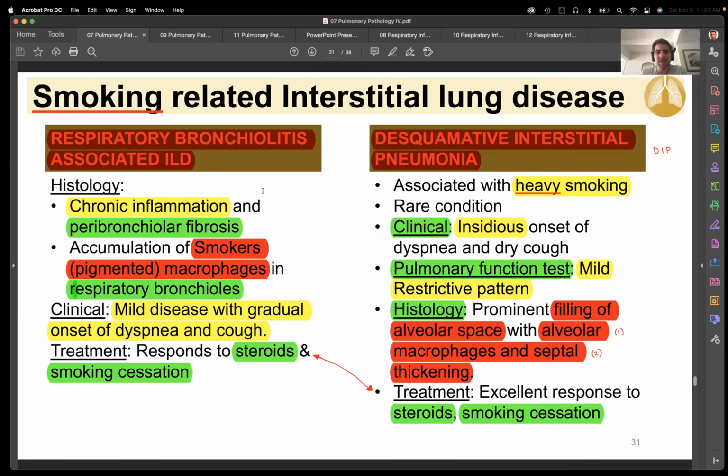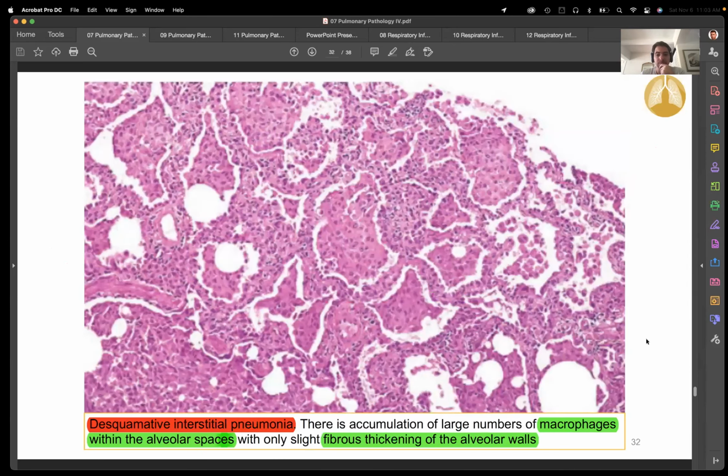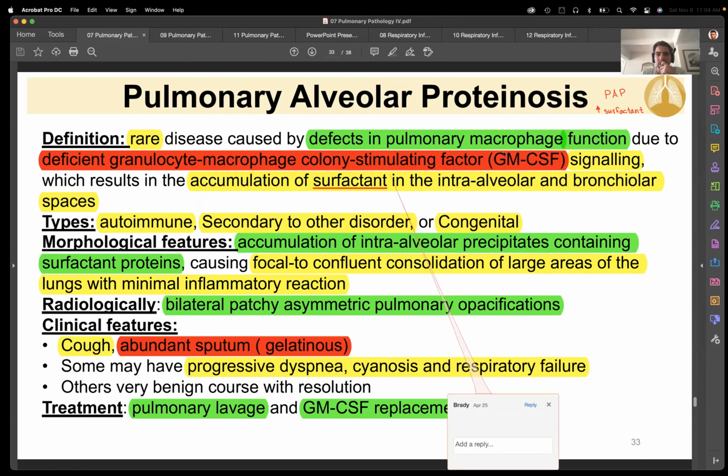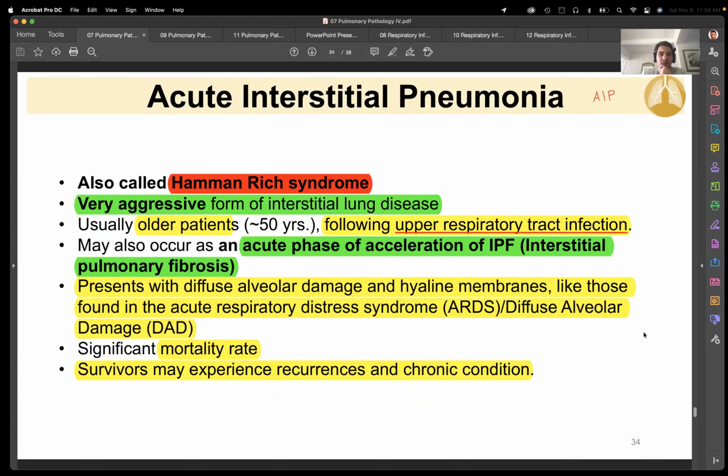Anyway, you want to keep these separate here. They're both caused by smoking, but there are some subtle differences here. So just make sure you can identify the differences. Proteinosis. What is that? Defective granulocyte. I don't know how super important this is. Sputum formation. I don't remember any questions ever coming up for this, but apparently it's accumulation of surfactant. So if anything, maybe just remember that, but this doesn't look familiar to me at all.